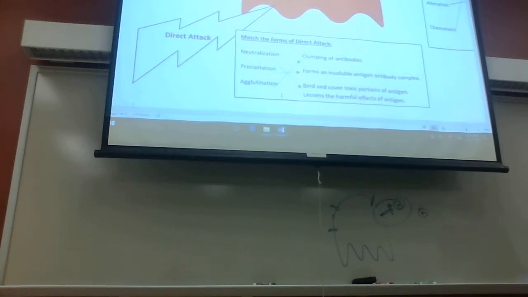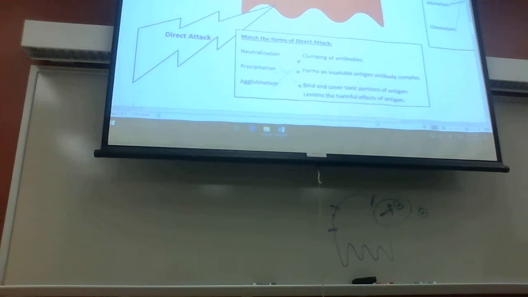But the thing that directly attacks them now are your... which T cells? The killer cells. Cytotoxic, yep. Your natural killer cells in your innate immune response do that too. They do naturally kill things, but for this purpose, we're just going to say cytotoxic. So that's direct attack. Any questions on those?